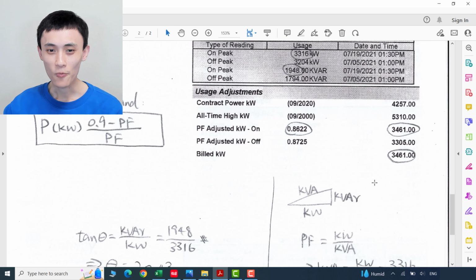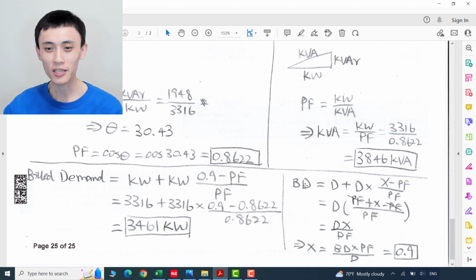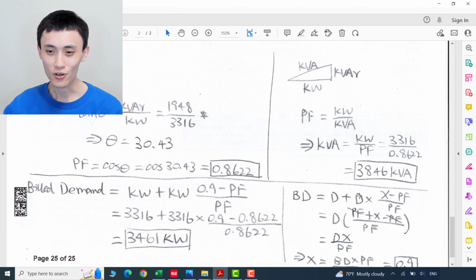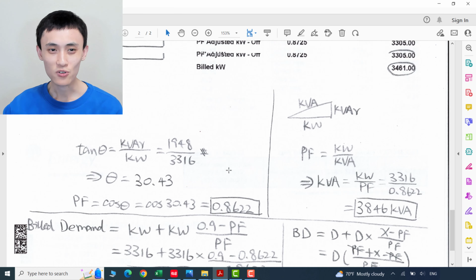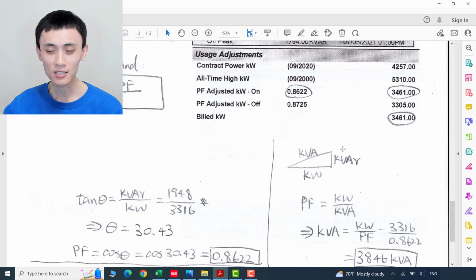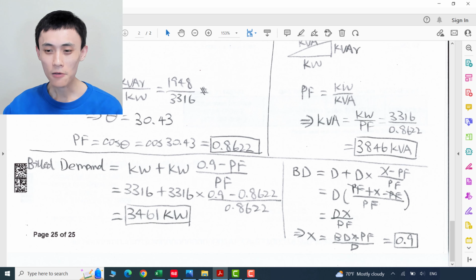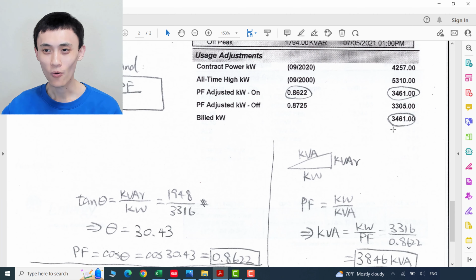In this case, we have a billed demand, which is higher than your real demand. We could have a formula like: your billed demand is your real demand, plus the additional, which is this one here. This is your demand, times that specific number that we want to figure out, then subtract the power factor, then divided by the power factor. In our case, the number is 0.9. With the 0.9, when you plug it in, that's exactly 3460, which is this number here.